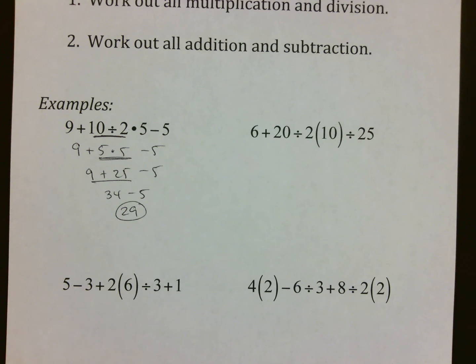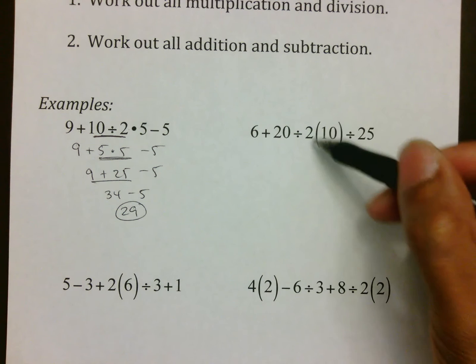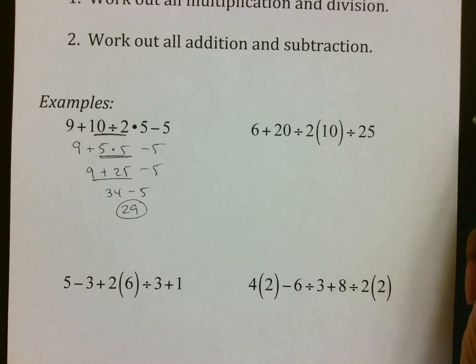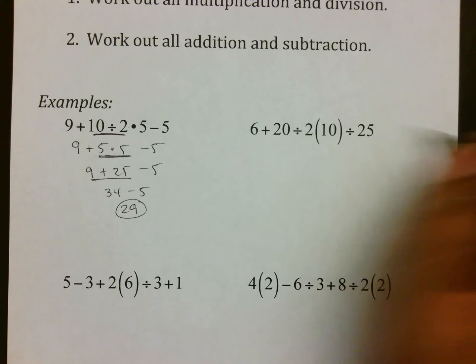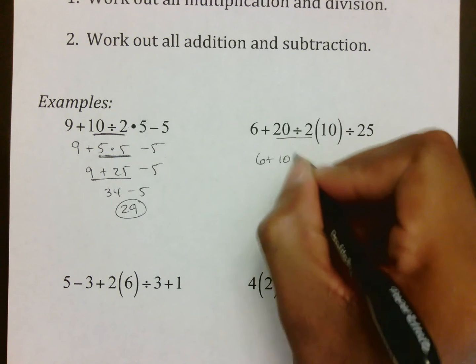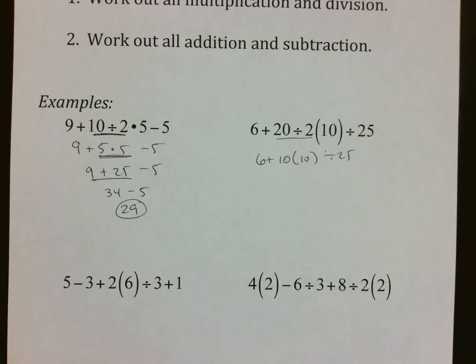Easy enough to do, you just got to practice it. Be careful though when you see this, because a lot of students confuse this as a parentheses. That is not, that's just a fancy way of writing 2 times 10. And so when you scan this, the first VIP in line here is division. So it turns to 6 plus 10, parentheses 10, divided by 25.